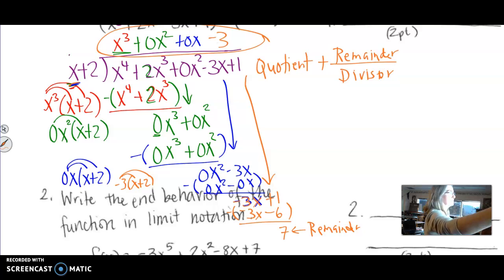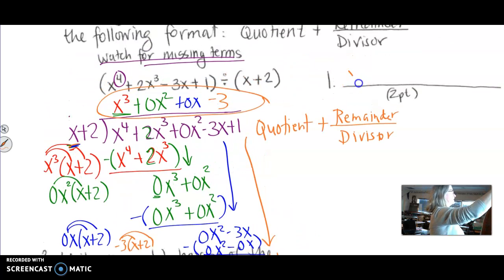So our answer will be, I don't need to include all those 0x's, so I have x cubed minus 3 plus 7 over the divisor, x plus 2. All right.